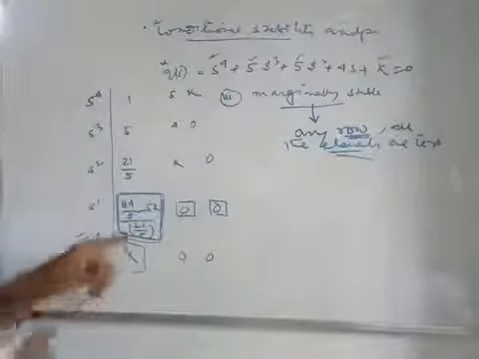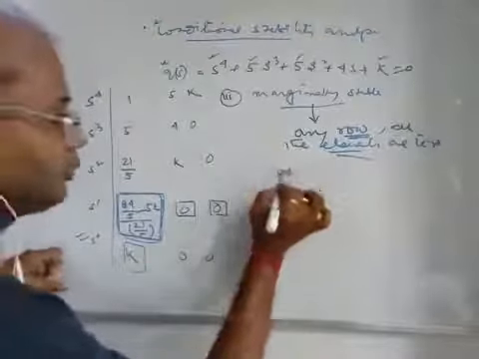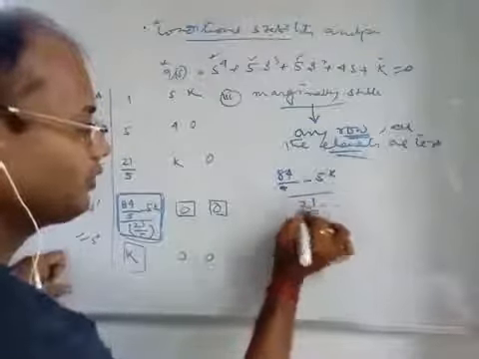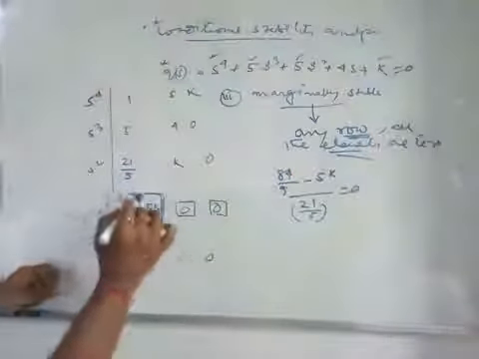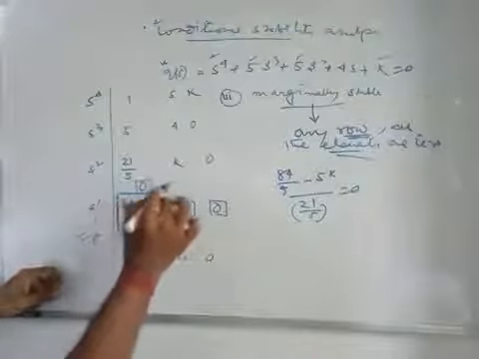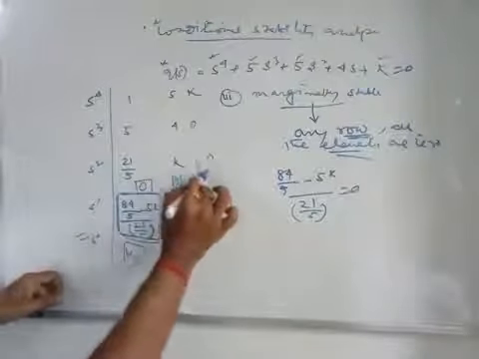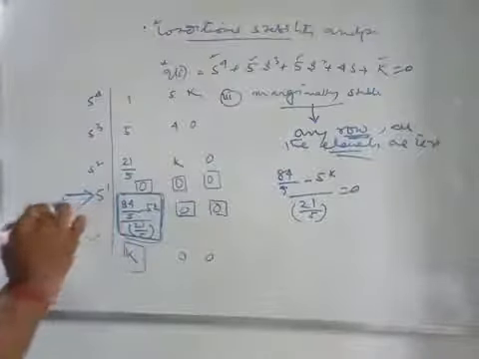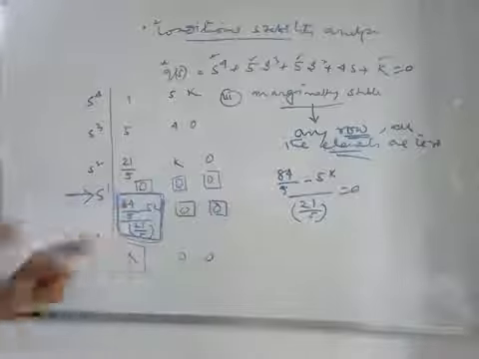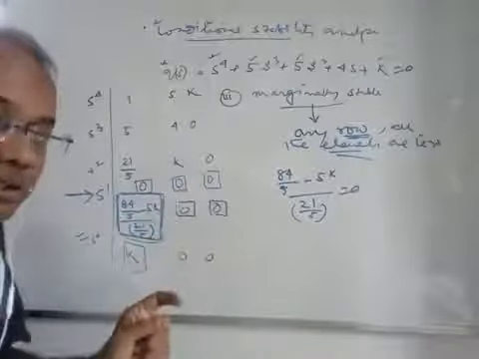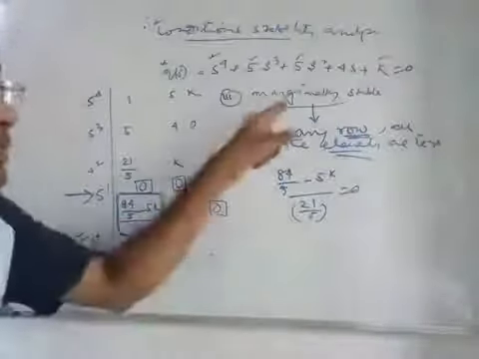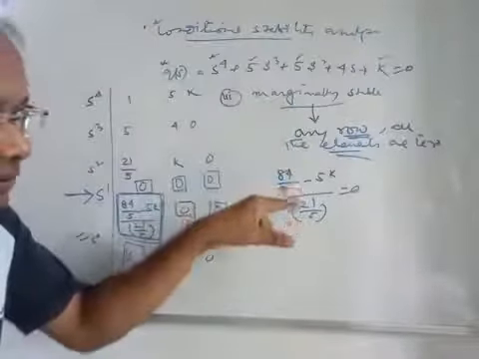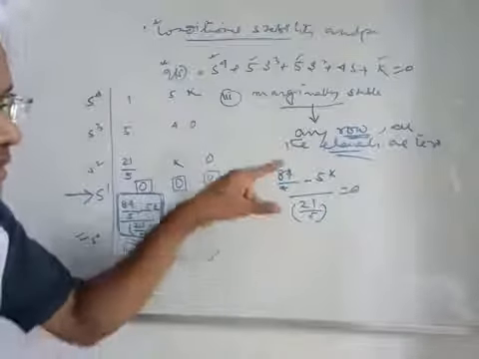See, if you make 84 by 5 minus 5k by 21 by 5 equal to 0, what happens? This will be 0, this will be 0, and this will be 0. That means your row containing s to the power 1, all the elements will be 0. If all the elements of a particular row in any case become 0, then the system will be marginally stable. So in order to get the marginally stable system, what is the condition, or what is the value of k?